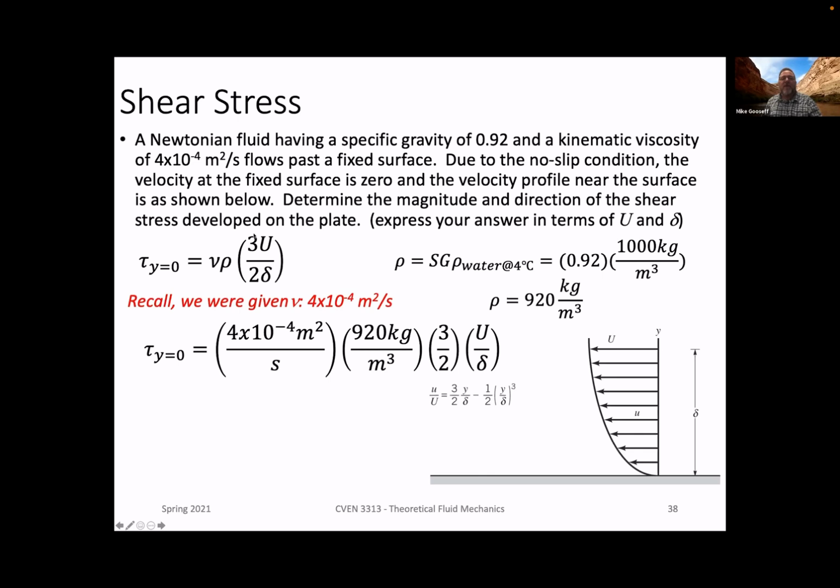And we still have our 3 halves. I've separated it from the U over delta, and the only reason I did that is that I can multiply all of these things in the numerator together and all of these things in the denominator to end up with some number in front of U over delta. And when I do that, it turns out that you end up with 0.552 U over delta.